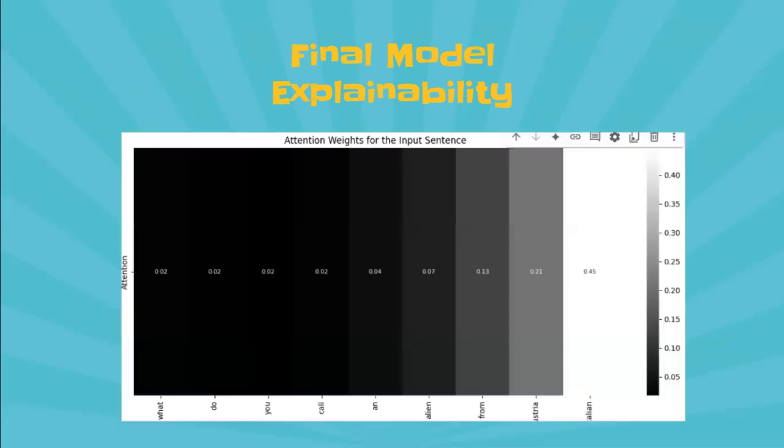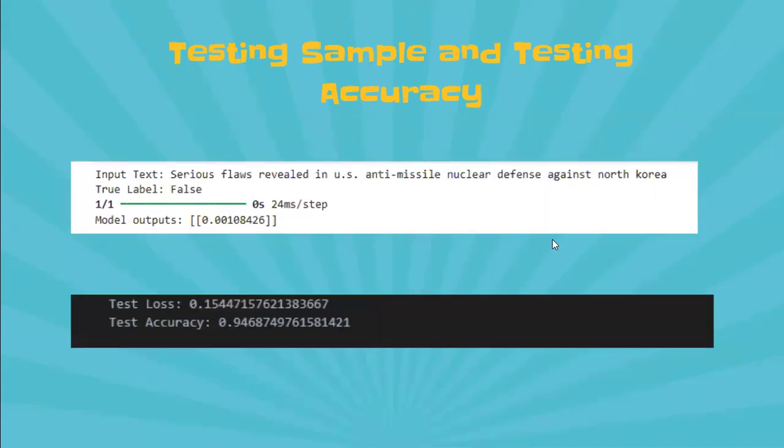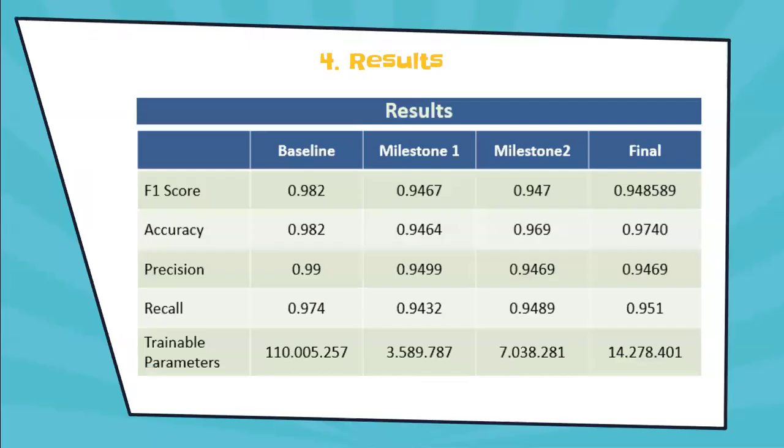That's an example for a humorous text. And the part that is humorous, "Australian", has higher attention weight. And that's an example for non-humorous text, and it detects some parts of the text as humorous by having higher attention weight. Thus, testing sample and testing accuracy for our proposed model.